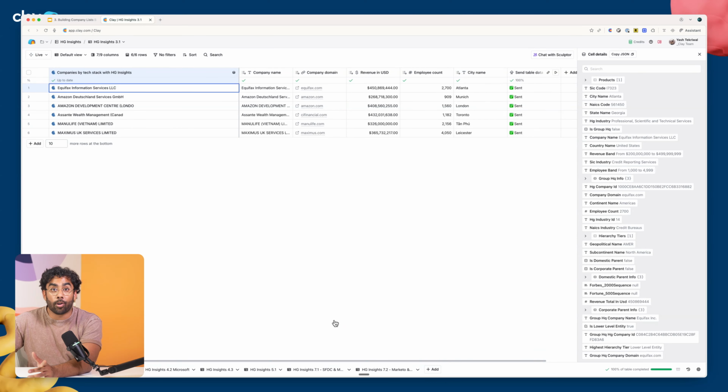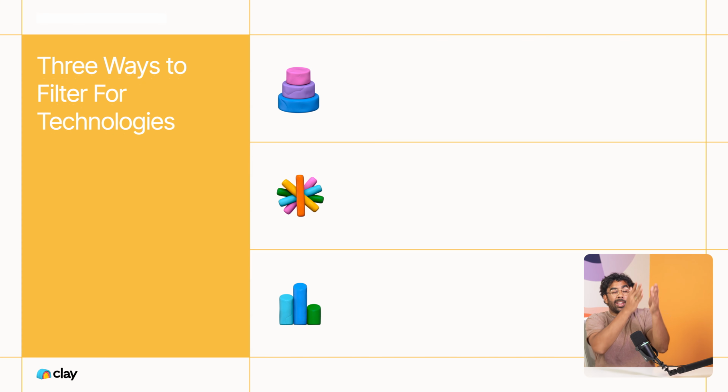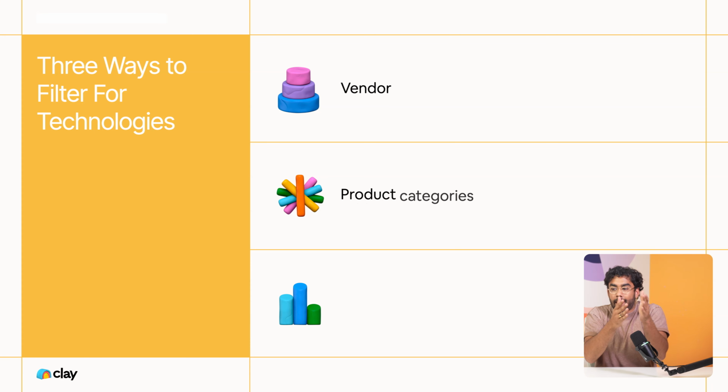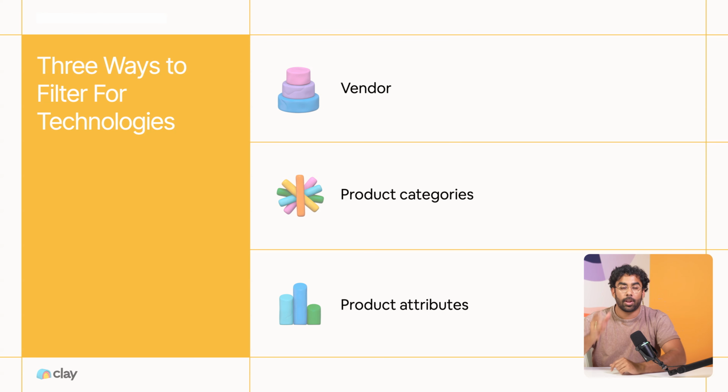But before we do that, let's do a quick recap of exactly what we walked through here. We first covered that you can go to the actions panel or you can add a new table. You need to get to the sources menu, and that's where you're going to find companies by tech or product stack with HG Insights. From there, you've got to filter through at least vendor, product category, or product attribute in order to be able to limit the list down to the actual technologies that you care about.